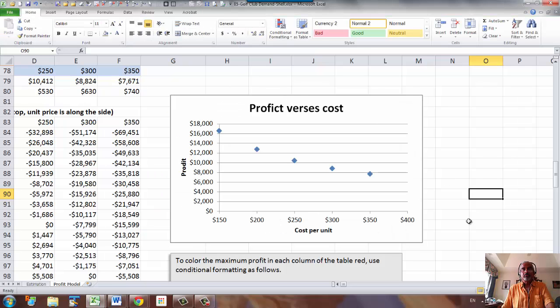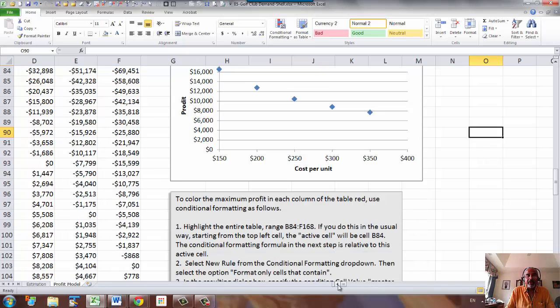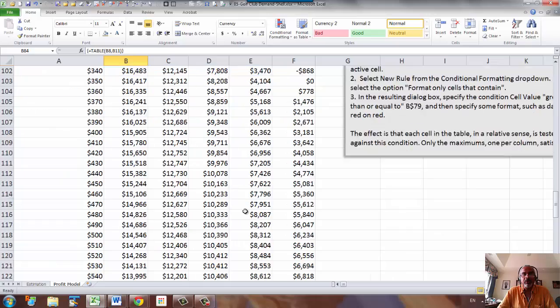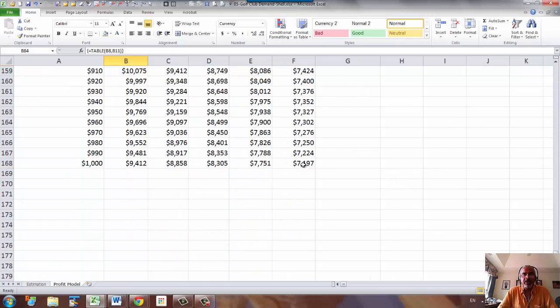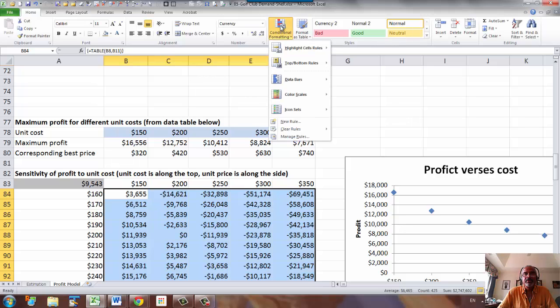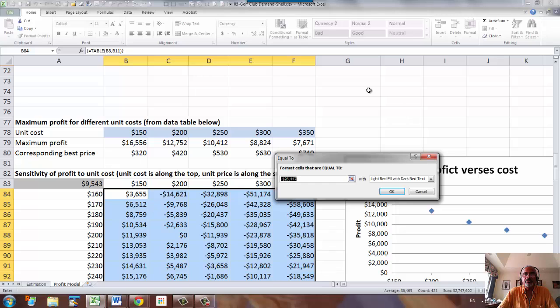Okay. Now we can do conditional formatting to highlight the profit here. But you have to do this as though we are going to be copying. So let's highlight all this. Okay. So now do conditional formatting, and the highlight rules is equal to.